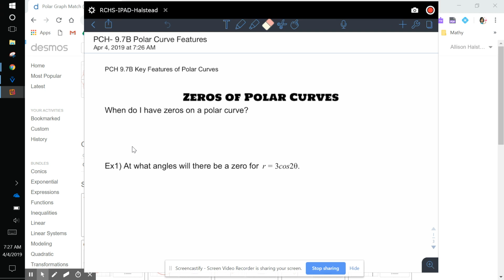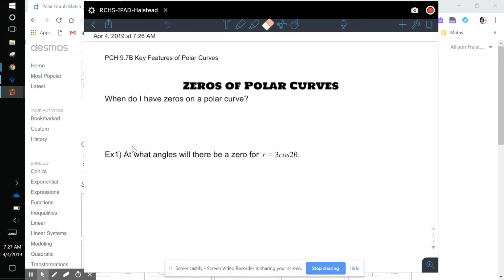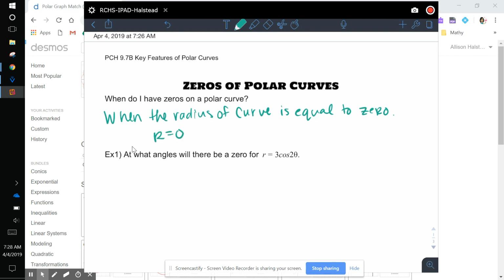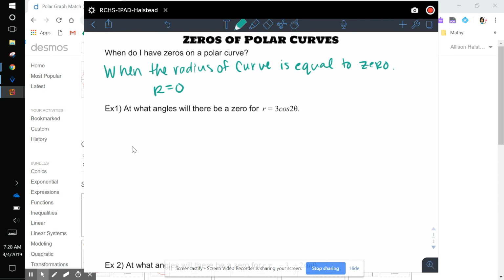Okay, guys, we're going to look at the zeros of polar curves and the maximum of polar curves. So when do I have a zero of a polar curve? It's when the radius of the curve is equal to 0. So in other words, when r is equal to 0. Okay, so for our first equation, we're going to set r equal to 0 to find the zeros.